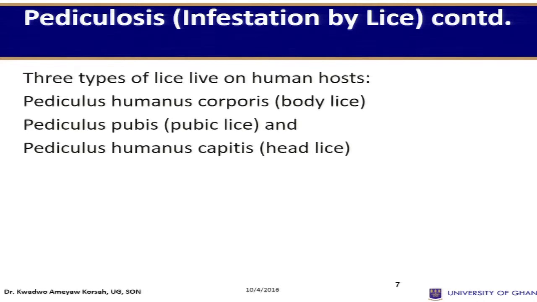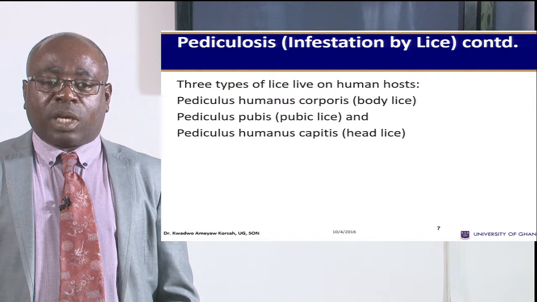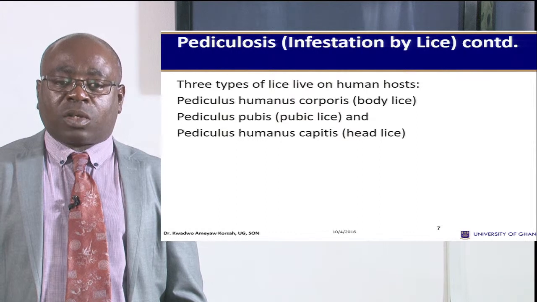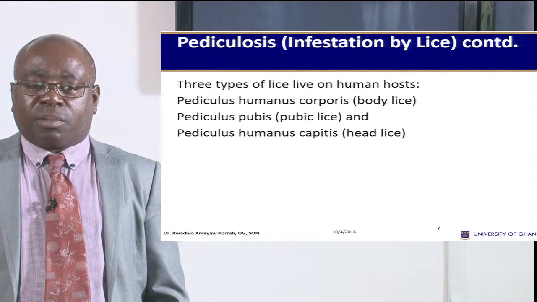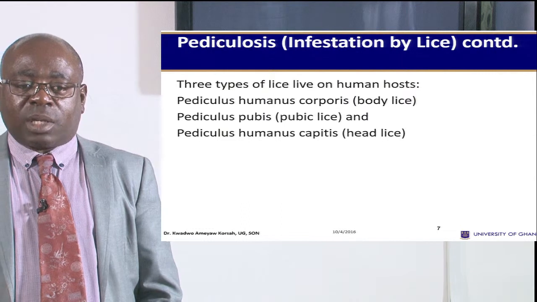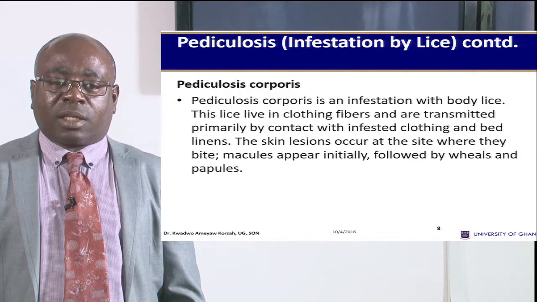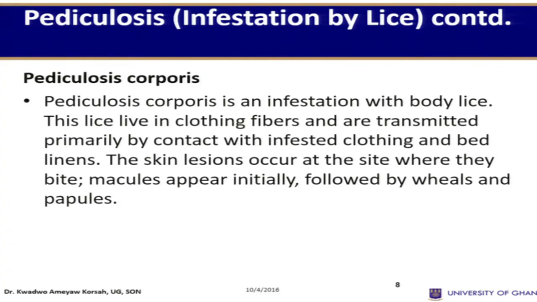We have 3 types of lice that live on the human host. We have pediculus humanus corporis, which is the body louse; pediculus pubis, which is the pubic louse; and pediculus humanus capitis, which is the head louse. Let's look at pediculosis corporis. It is an infection with body lice, and the lice live on the skin. At times they are in the clothes and are transmitted mainly by contact with infected clothing and bed linens.